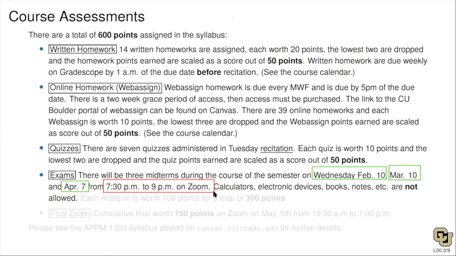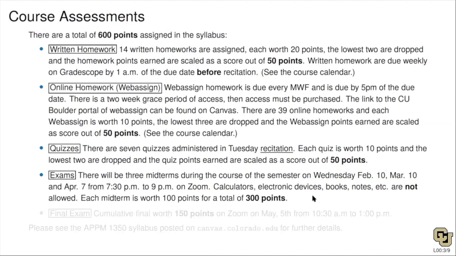Calculators, electronic devices, books, not allowed. I think I mentioned that before. Each midterm is worth 100 points. So all three midterms together is 300 points. If we count, the written homework's 50, the online homework's 50, the quizzes are 50, the three midterms are a total of 300. So that's 450 points.